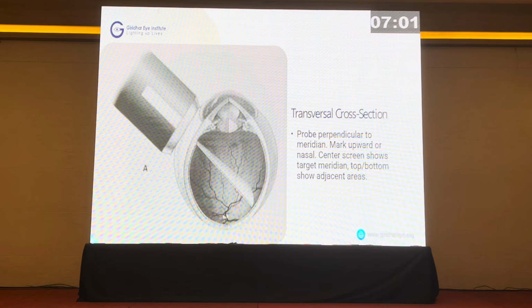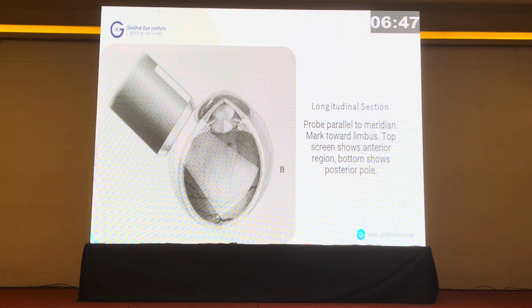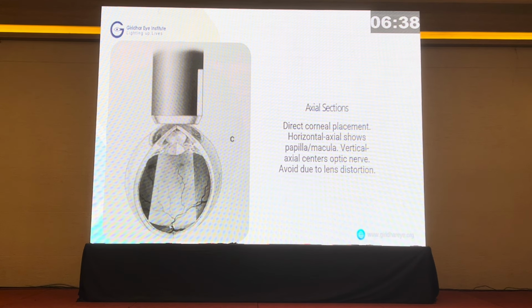That is how it is going to scan the entire area, and we have to scan all the way from the posterior all the way till anteriorly. We can move it from the limbus to the fornix, and we can scan the area in the contralateral quadrant. This is the longitudinal section, in which we orient the marker on the probe perpendicular to the limbus, and this is the axial scan, in which the probe is placed directly on the cornea. Usually this is only used to look at the posterior pole and is avoided due to lens distortion.